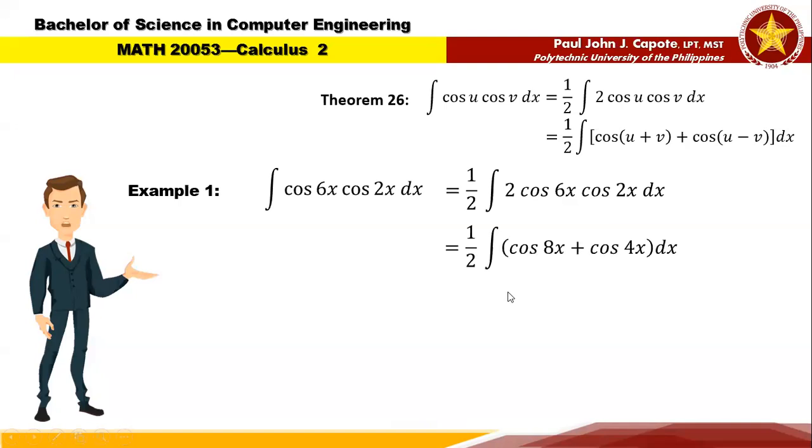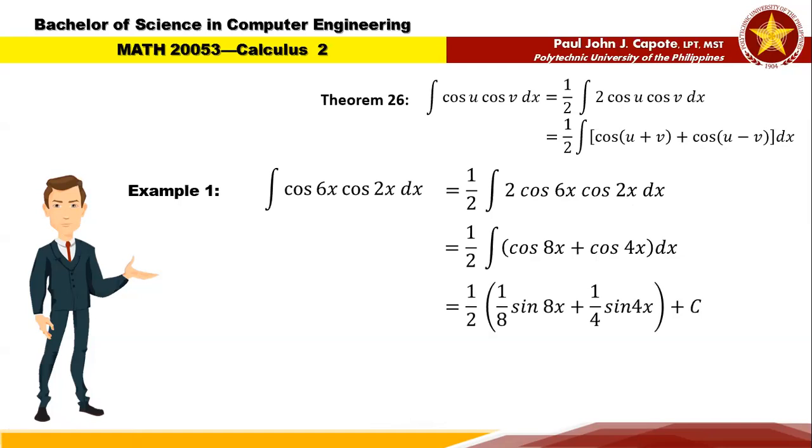So what happened here? We all know that the integrand 2 times cosine 6x times cosine 2x dx follows this form: 2 cos u cosine v dx. And so, we will apply this expression. We have cosine of u plus v, cosine 8x. And why does it become 8x? Because that is u plus v. Our u is 6x and our v is 2x. So adding these two, we have cosine 8x. Plus, we have cosine of u minus v. And so we have cosine of 6x minus 2x, which is 4x. So cosine 4x dx.